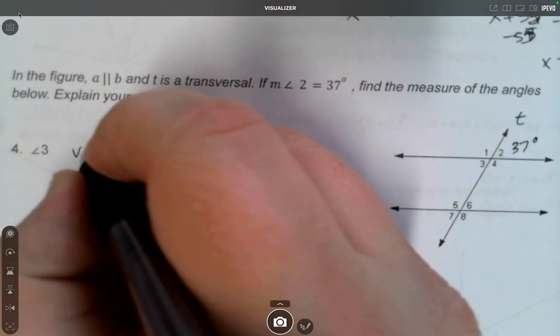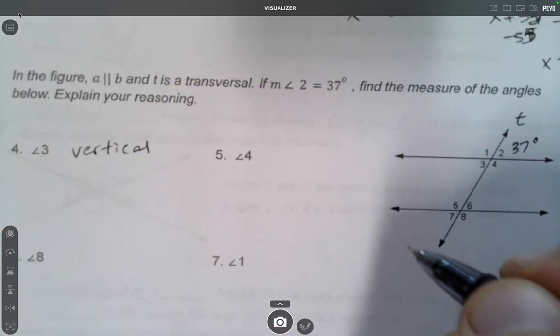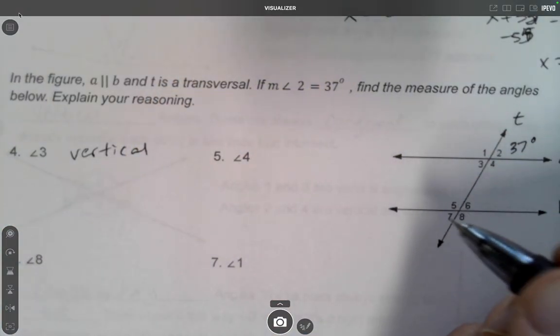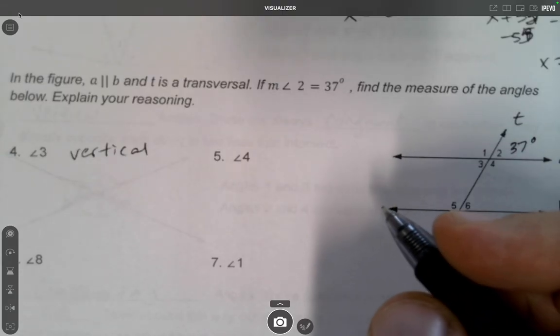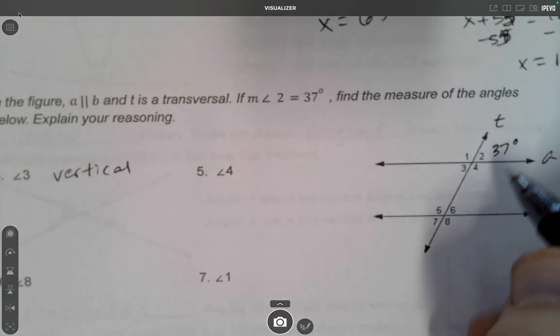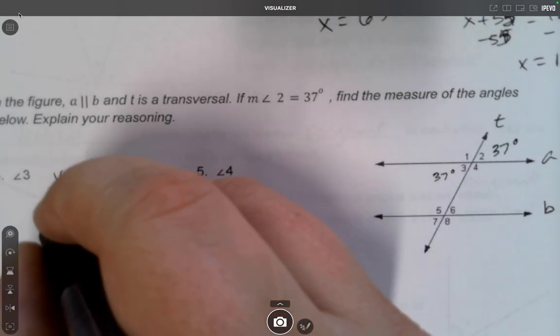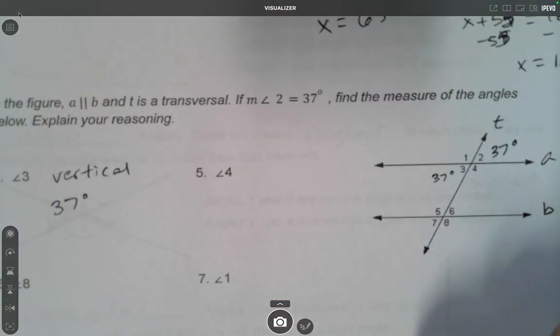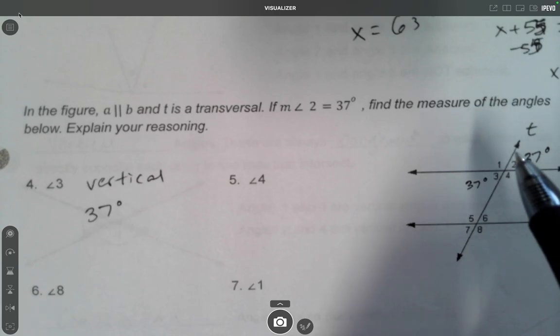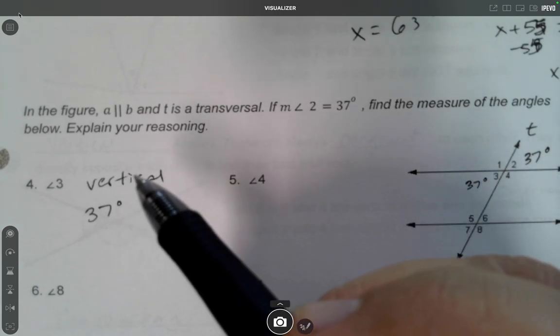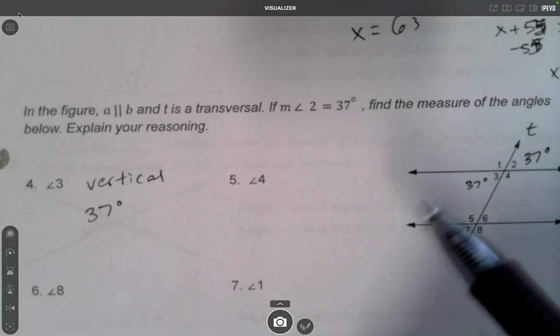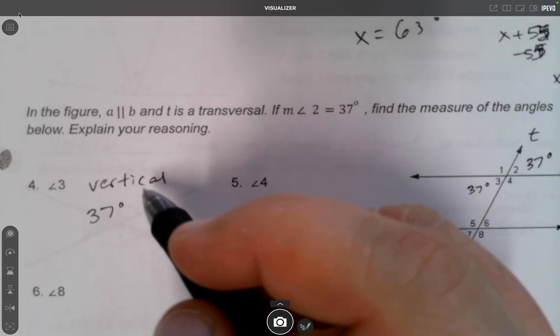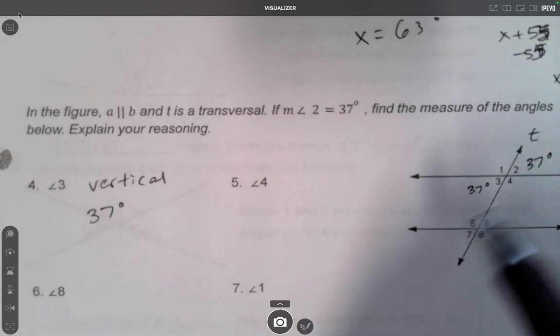So it's vertical angles, and we know that vertical angles are always congruent. So if 2 is 37 degrees, then 3 is also 37 degrees. Now the fuller explanation would be to say, because angle 2 and angle 3 are vertical angles, they must be congruent. Therefore, if angle 2 is 37 degrees, angle 3 is also 37 degrees. I'm going to say if you write vertical, good to go.